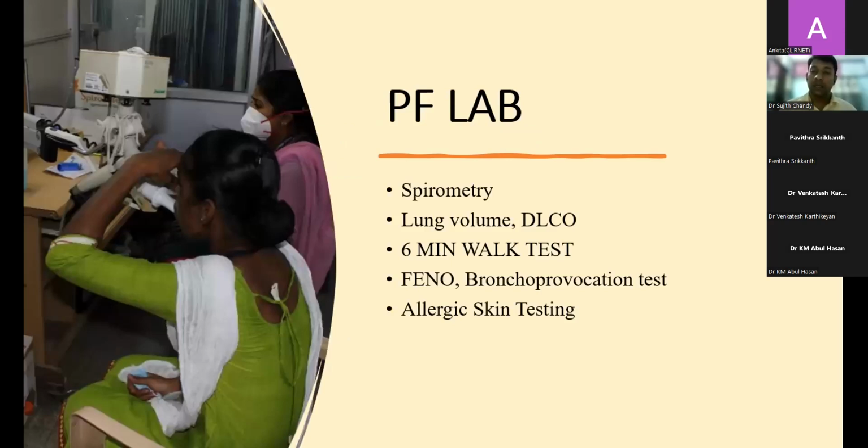So what are the lab-based investigations that we have? We start with the pulmonary function lab, the PF lab, and this is the main test, spirometry, where we identify if patients have a good lung function or not. If they don't have a good lung function, is it obstructive airway disease, or is it restrictive, or is it a combination of both? Lung volumes and diffusion capacities. 6-minute walk test to see if the patient is desaturating while walking or with exertion, and how far he can walk. FeNO and bronchoprovocation tests are to see if patients have eosinophilic inflammation of the airways and whether they'll respond to steroids. And finally, as part of the allergy workup, allergic skin testing for various allergens can be done. So that is the PF lab.